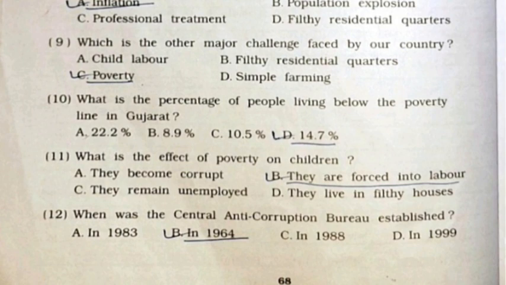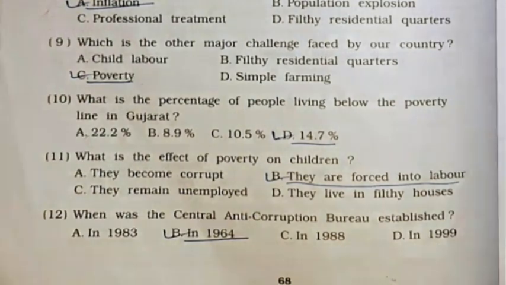11th, what is the effect of poverty on children? It's option number B, they are forced into labor. 12th one, when was the Central Anti-Corruption Bureau established? It's option number B, in 1964.